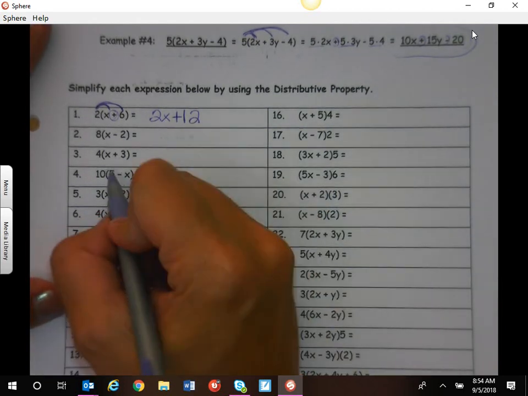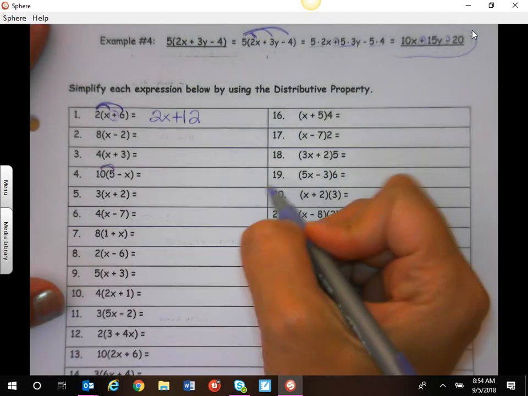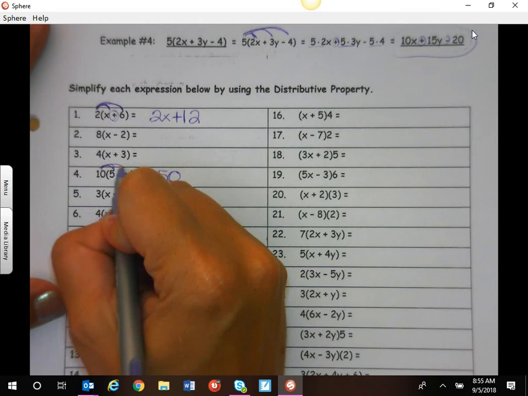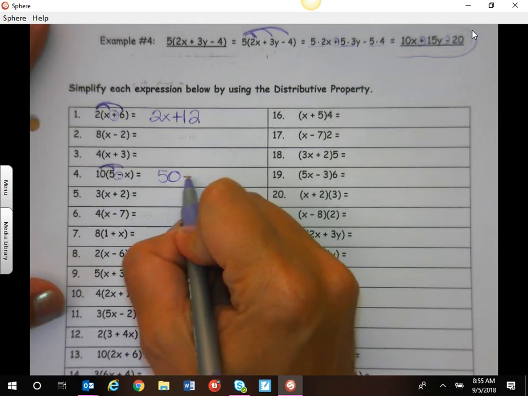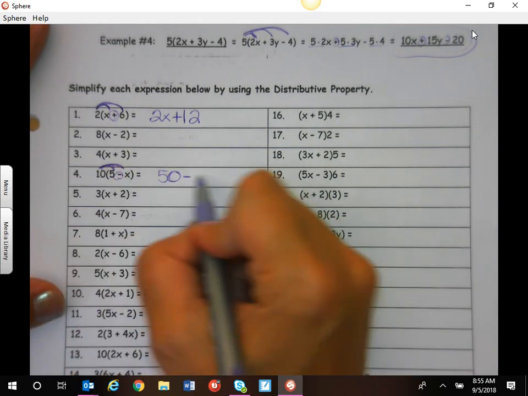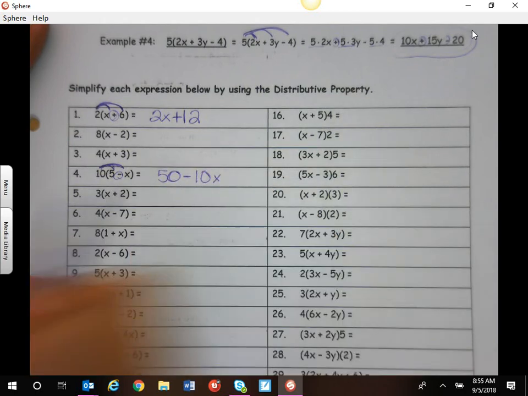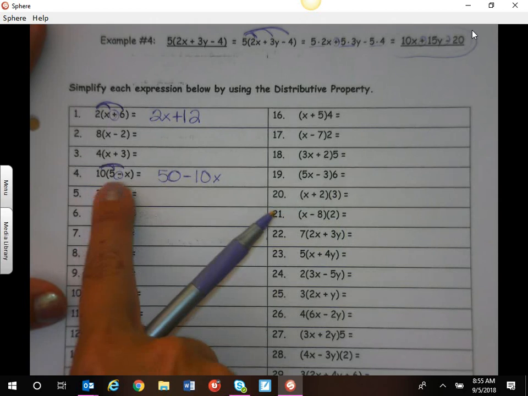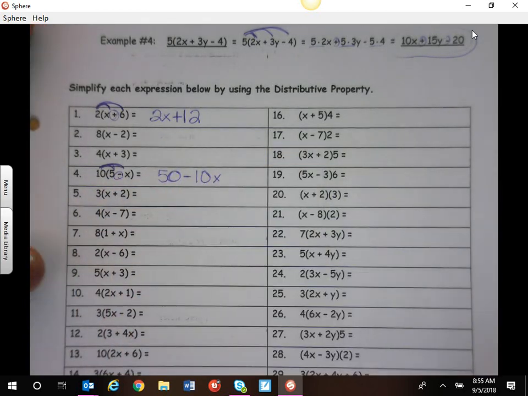Let's try number 4. 10 times 5 is 50. I've got a minus here. Minus. 10 times x is 10x. So it doesn't matter that the whole number was before the variable. It's still, you're doing the same exact thing.